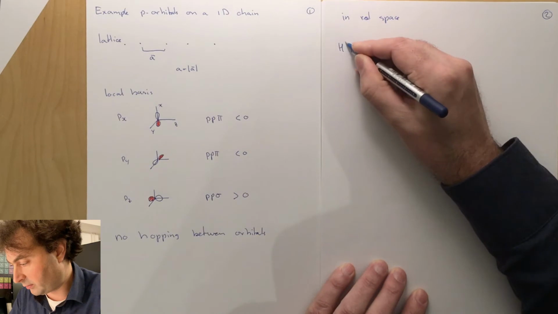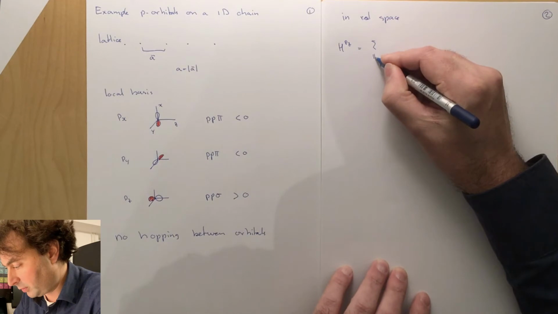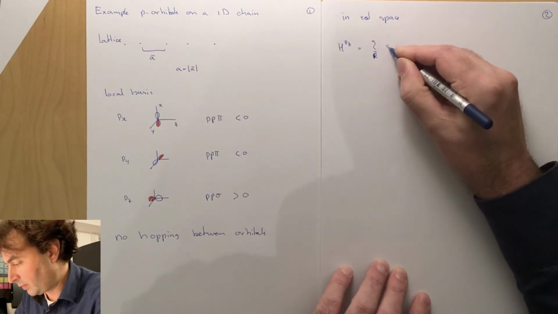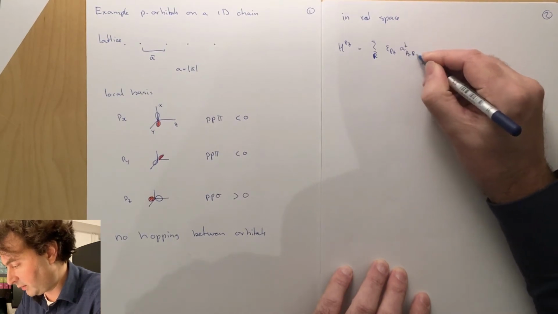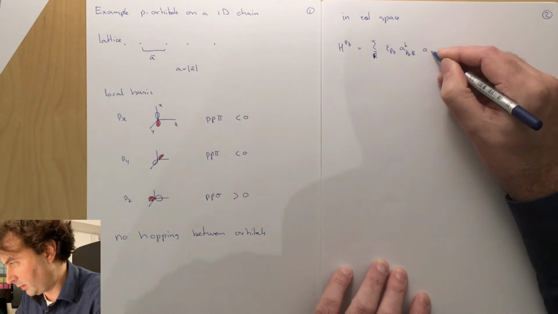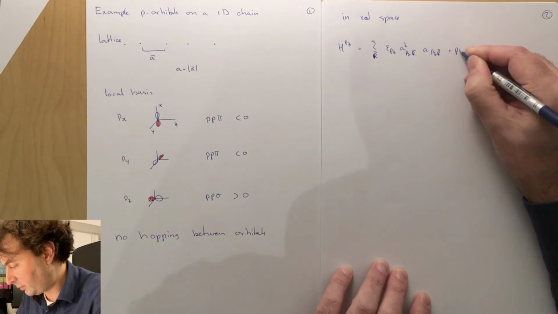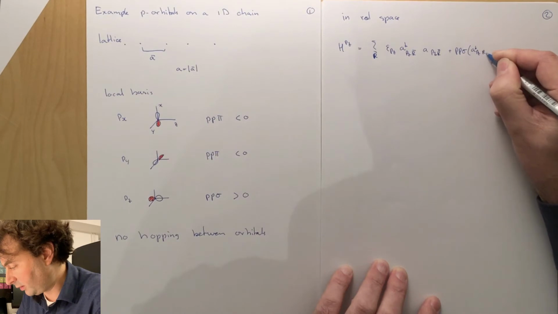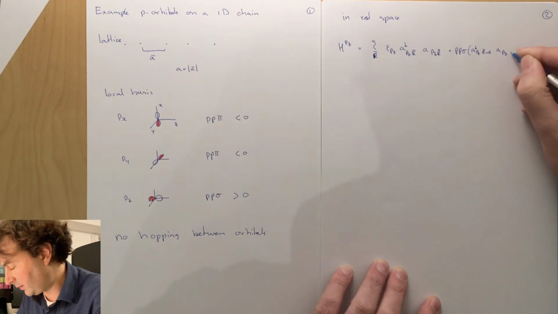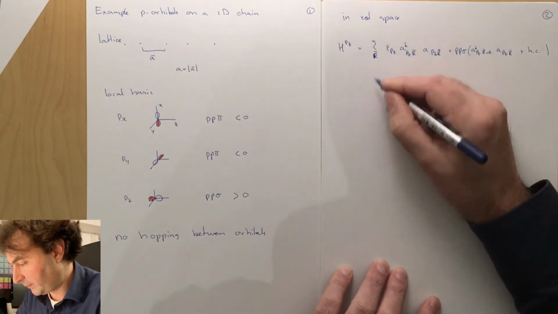And in real space we have three Hamiltonians. For the pz orbital it is a sum over all lattice sites: the on-site energy epsilon pz, a dagger pz r, a pz r, plus pp sigma, a dagger pz r plus a, a pz r, plus the Hermitian conjugate.